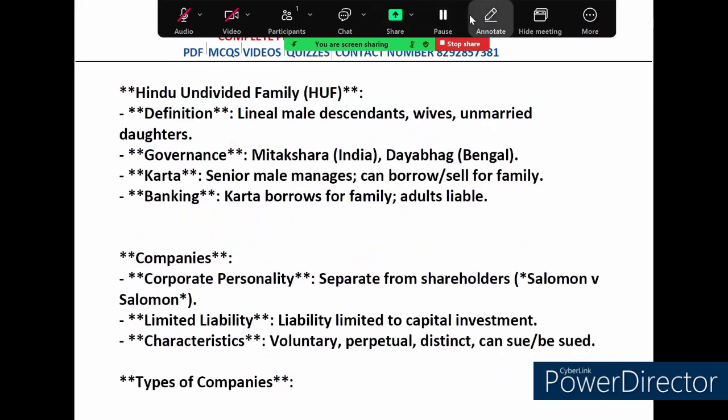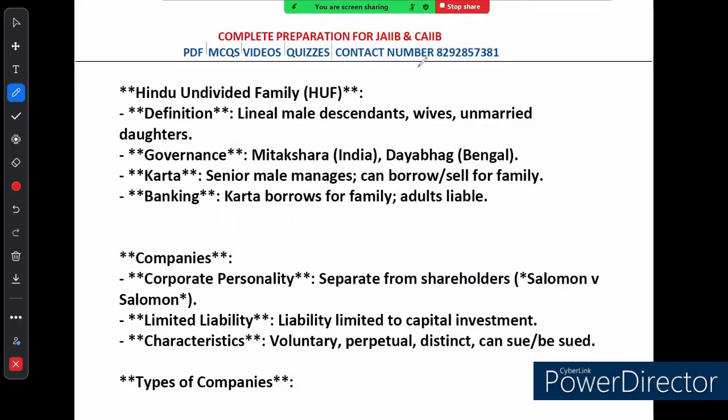Next thing is regarding the HUF. HUF means Hindu undivided family. An HUF includes lineal male descendants, their wives and unmarried daughters. Now it is managed under Mitakshara in India and Dayabhaga in Bengal. These are traditions. Now Karta is the senior male. He is called Karta and he manages the family affairs and can borrow or sell asset for the family benefit. Next is banking. The Karta handles the borrowing for the family and other adults in the family are responsible for the debts.